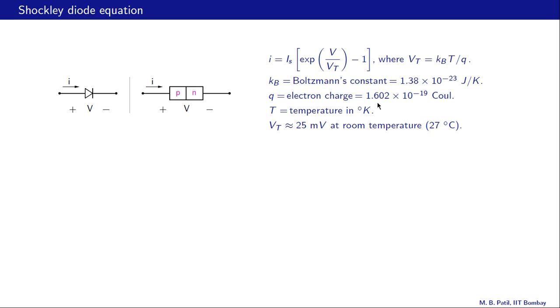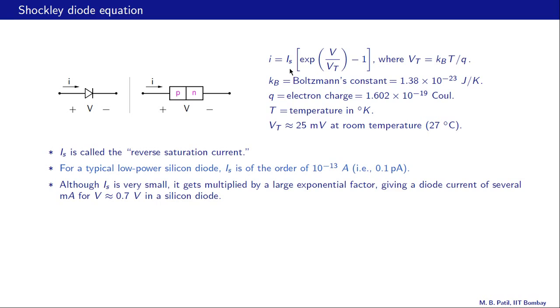And the important thing to remember is that this Vt, the thermal voltage, is about 25 millivolts at room temperature, that is 27 degrees centigrade or 300 degrees Kelvin. This Is here, which has dimensions of current, is called the reverse saturation current, and for a typical low power silicon diode, Is is of the order of 10 raised to minus 13 amperes or 0.1 picoampere. So it is rather small.